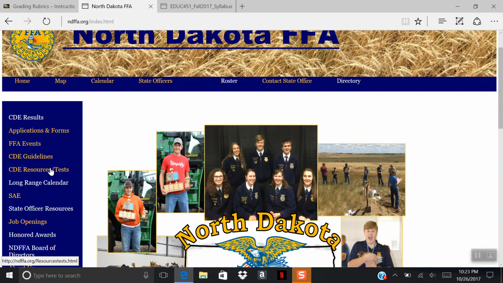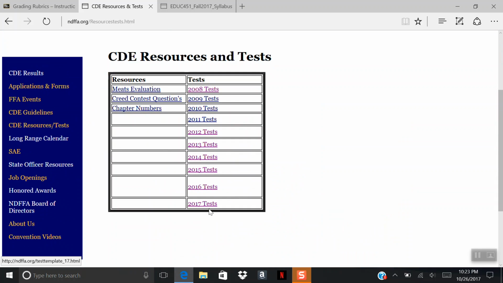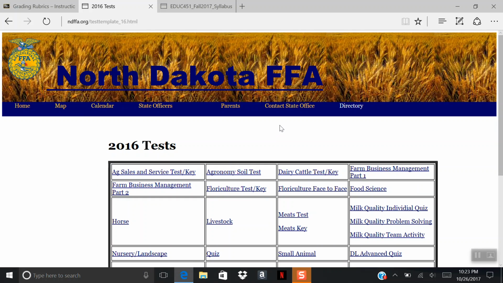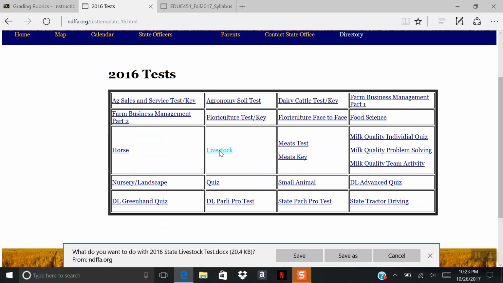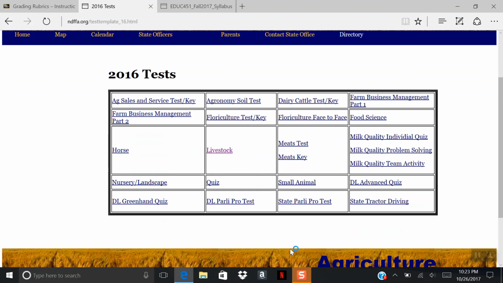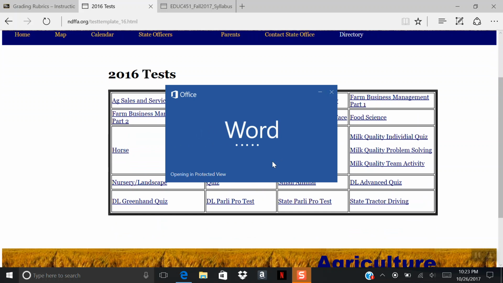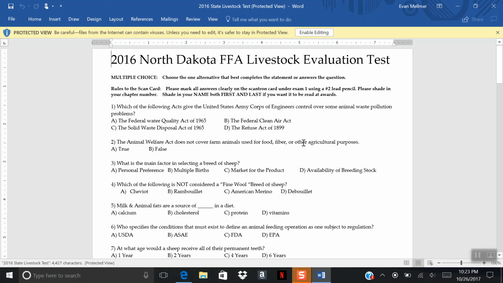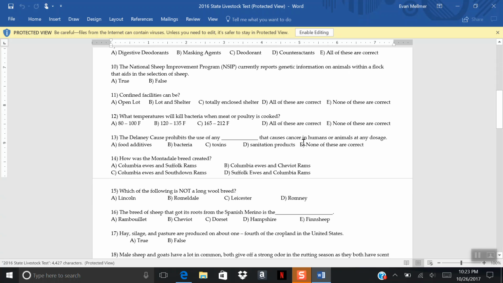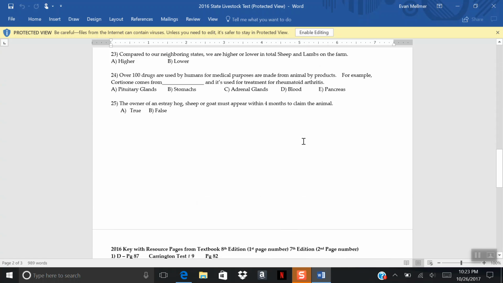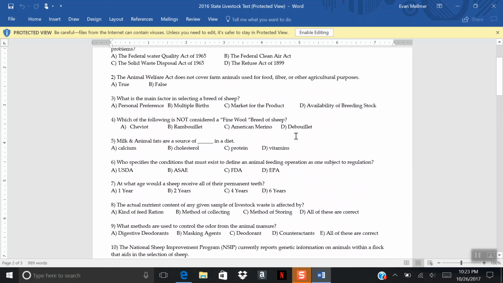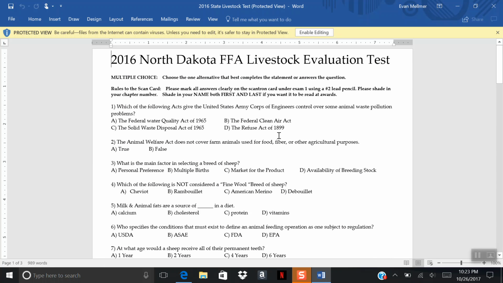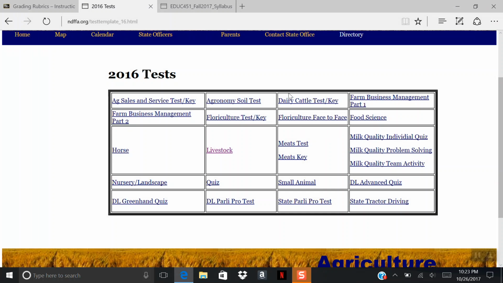So if we're talking about, let's go back to here again. If we're going to do a unit on livestock, there's a good chance that some of my questions for the test will probably come right off of these tests. So it's a great study guide for class. You might think, well, I'm never going to be in FFA. Why should I look at that? Well, it'll help you for class. So that's just another tip.